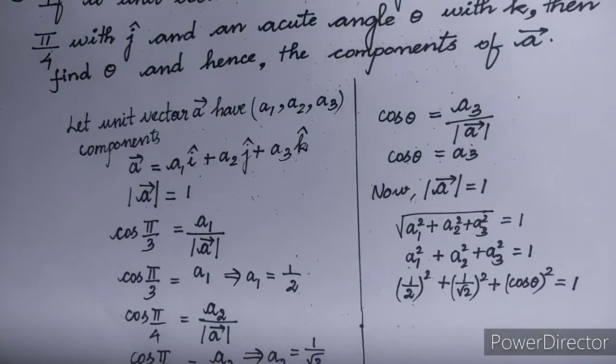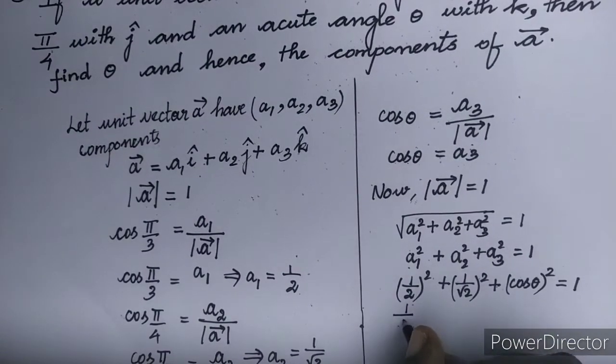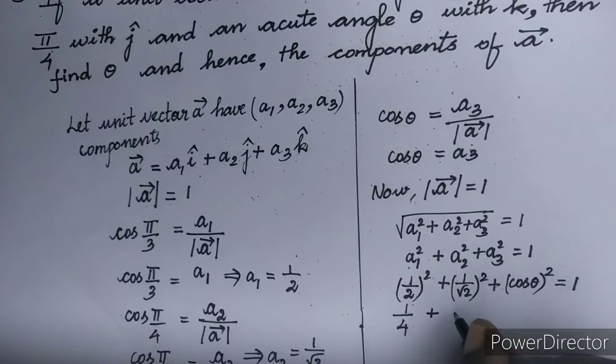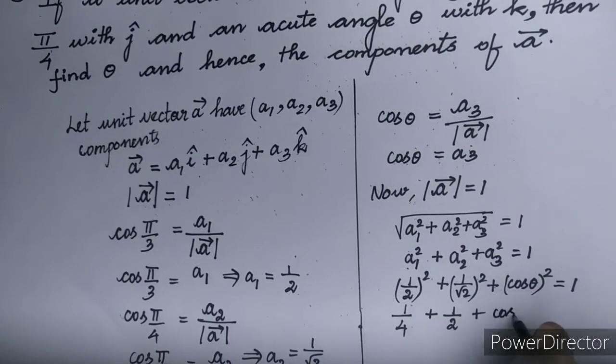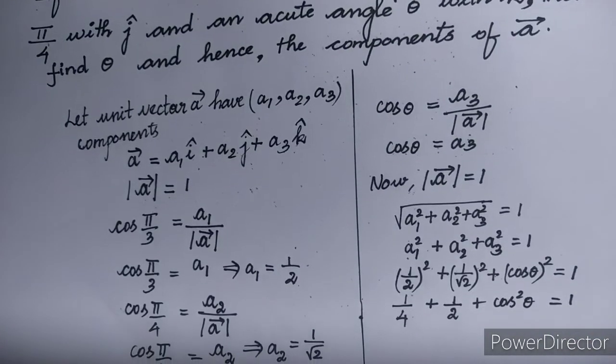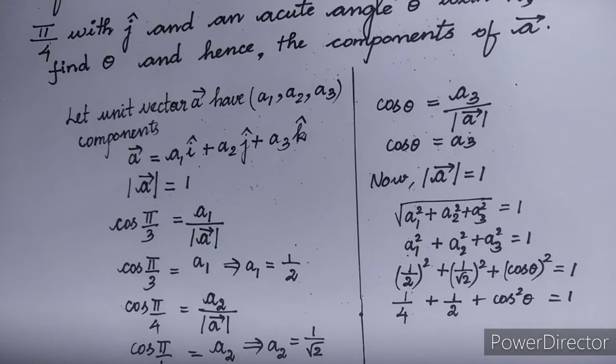1 by 2 the whole square is 1 by 4. And 1 by root 2 the whole square is 1 by 2 plus cos square theta, which is equal to 1. 1 by 4 plus 1 by 2 is 3 by 4.